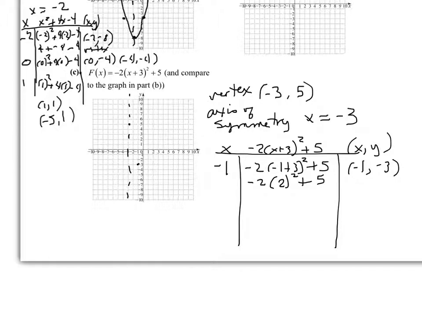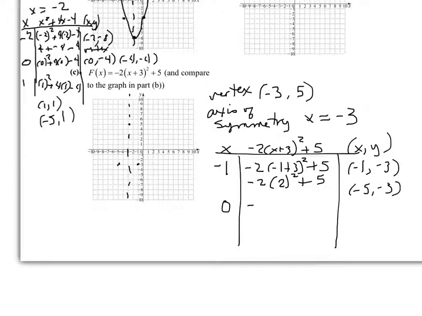Using symmetry, if I move 2 units to get back to the axis of symmetry, then move 2 more units to the left, that tells me that I also have the ordered pair -5, -3 on my graph. So I have 3 points. I need a total of 5. Let's see what happens if we try 0.